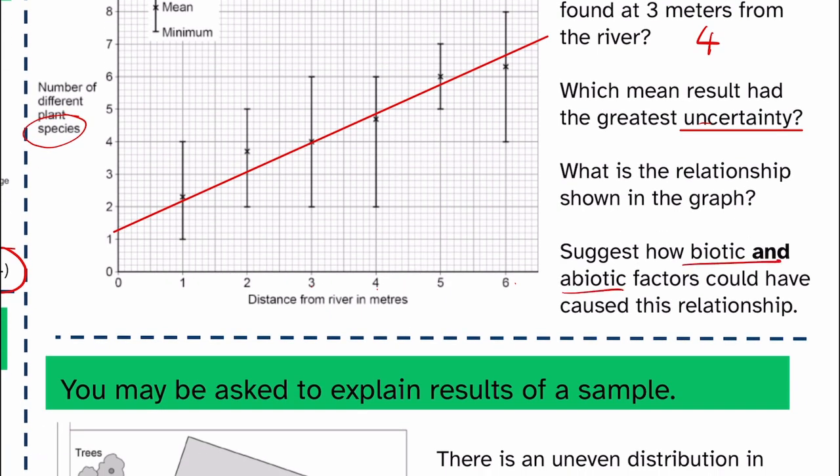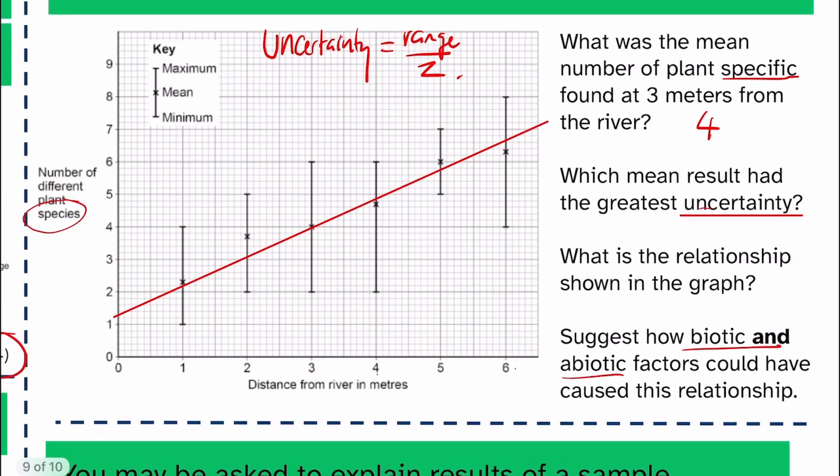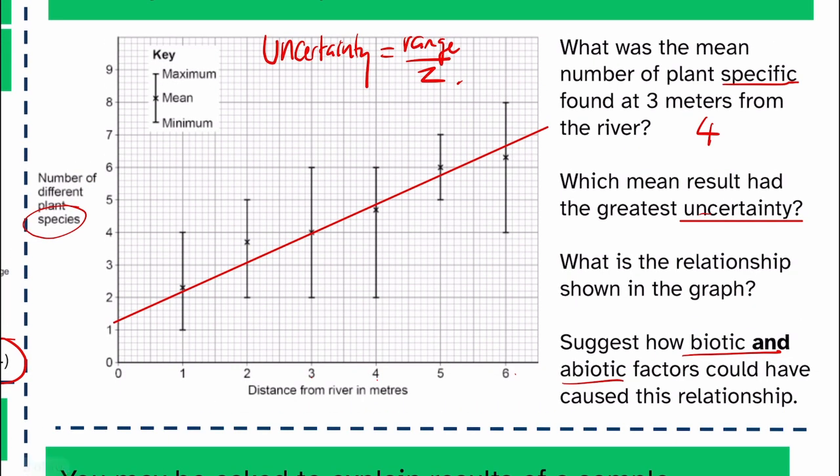Suggest how biotic and abiotic factors could have caused this relationship. Hopefully you're spotting a pattern here. This is what we're going to ask you all the time. So again, same thing. As the distance from the river is increasing, there are more plant species. So you would just say a biotic factor might be animals are going to the river in order to drink, therefore standing on the different plants. Therefore, that is killing some of the plants. And an abiotic factor could be water levels. So near the water, the ground is very wet, and the plants don't grow as well in wet conditions. Further away from the river, it's less wet, so the plants grow better. There you go. So you've got an abiotic factor too.